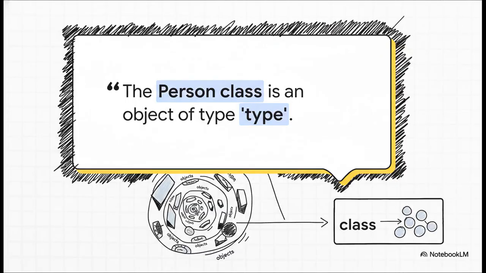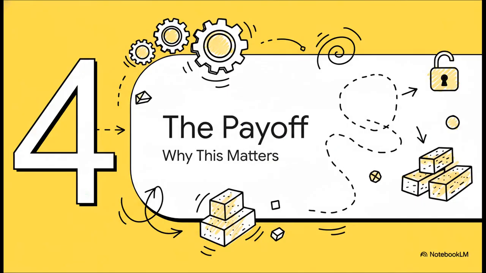Okay, prepare to go a little deeper down the rabbit hole. What about the class itself? You know, the blueprint you write to create your own objects. You guessed it. In Python, the class itself is also an object. Its type is literally type. It really is objects all the way down. So, at this point, you might be thinking, okay, that's a neat trick, but why should I care? What's the big payoff here?